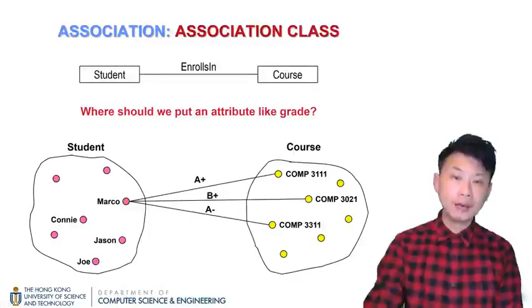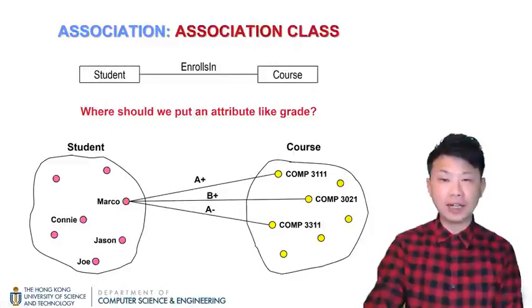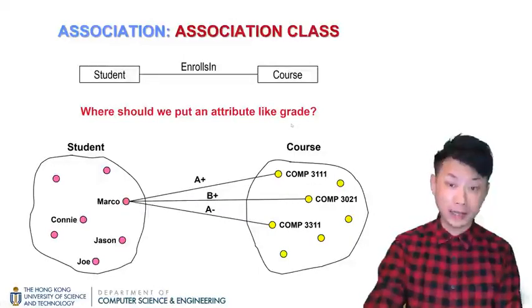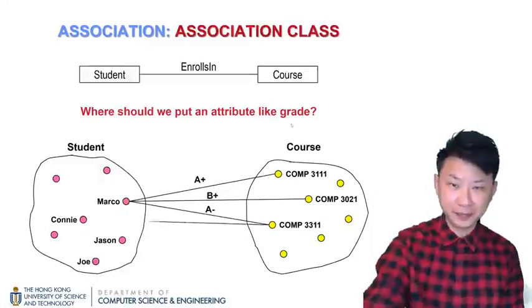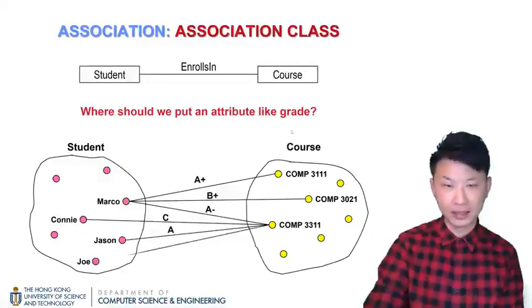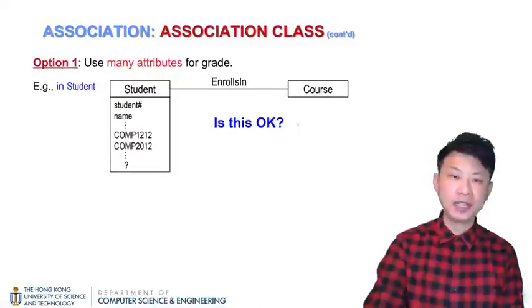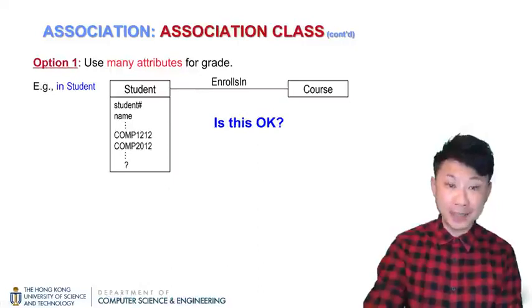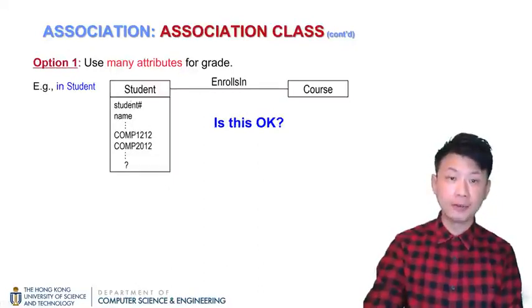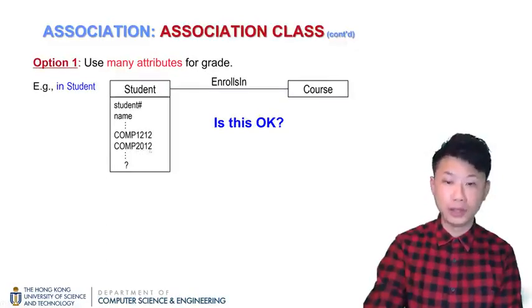Okay, now let's say we also want to keep track of an attribute like grade. Where should we store the grade? There are different options that we can use. The first option is that we may store grade as an attribute under student. For example, for a student, we store the grade for COM 1212 and also for COM 2012.